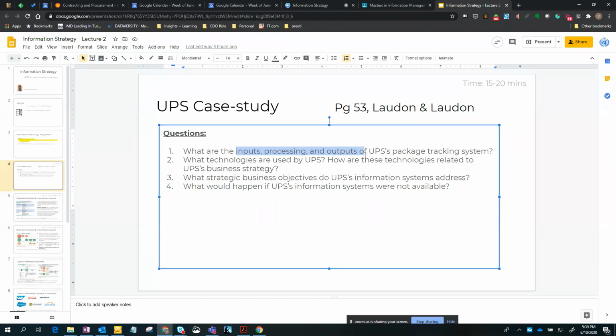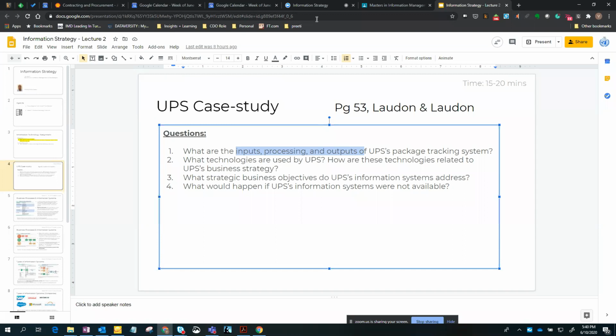The inputs of the UPS system include package information, customer signature, pickup or delivery time-based data, and current location, and also customer documentation. That's the input of the UPS system.